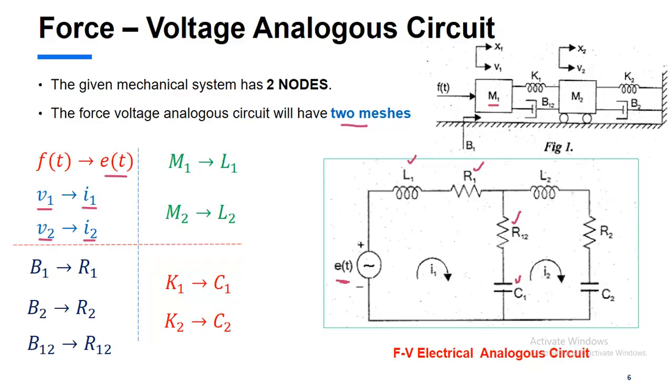Now we are coming to this particular node M2. It is represented by L2. Why don't we have any voltage source? Because we are not having a separate applied force at this particular node. And this B2 is represented by R2 and K2 is represented by C2. This is how you have to draw a force voltage electrical analogous circuit.